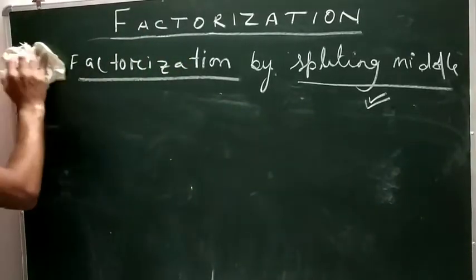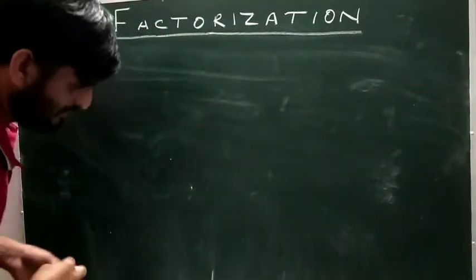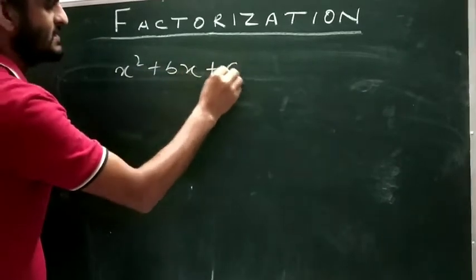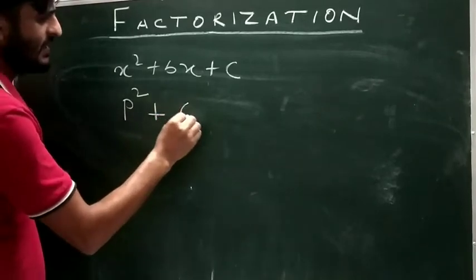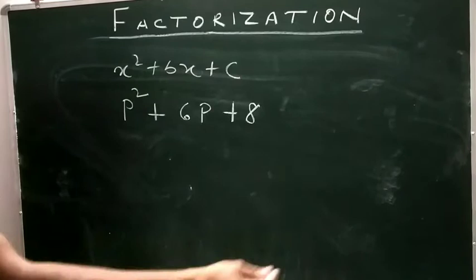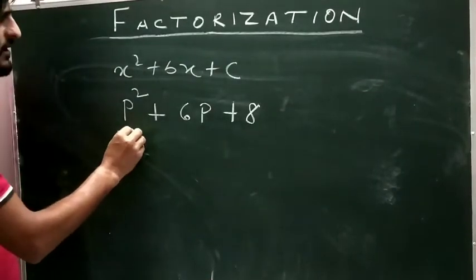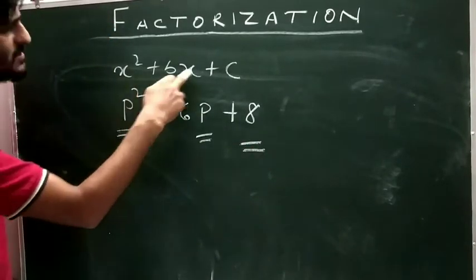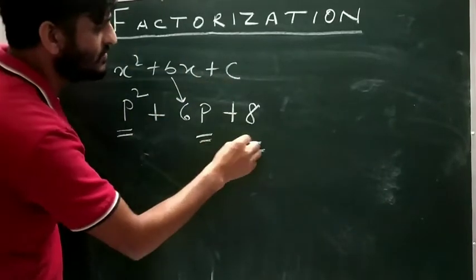Suppose an algebraic expression has the form x square plus bx plus c. That means this: p square plus 6p plus 8. Now see what will happen. Here we are getting p square, then 6p and 8, so it is in the form of x square plus bx plus c. b is 6 here and c, the constant, is 8.